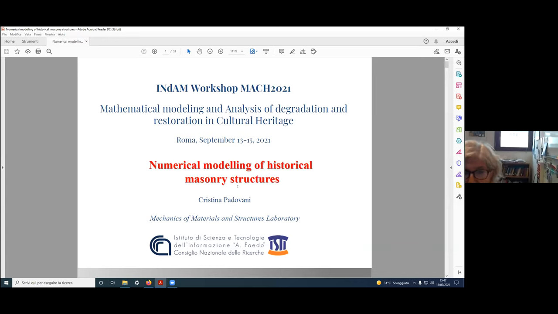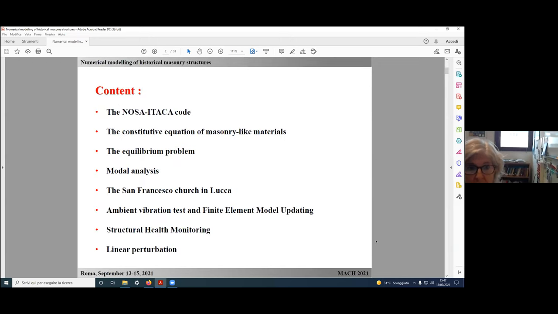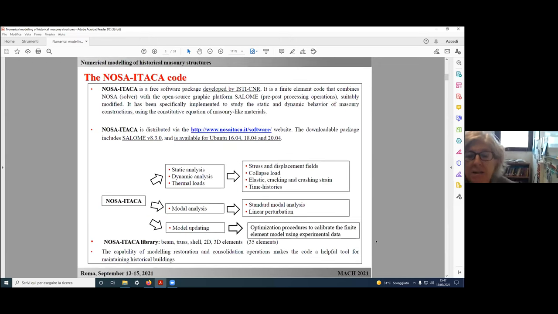The title of my presentation is Numerical Modeling of Historical Masonry Structures, and its goal is to introduce the finite element code NOSA and describe some of its capabilities. So, the NOSA Ithaca code is a free software which is developed by the Mechanics of Materials and Structures group of ISTI-CNR. It's a finite element code that combines NOSA, the numerical solver, with the open source graphic platform Salome for the pre and post-processing operations.